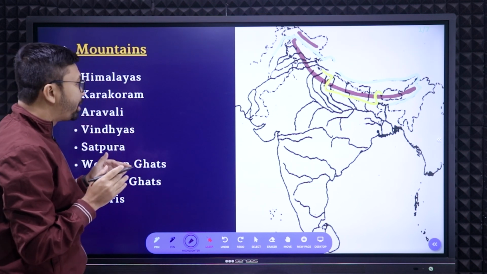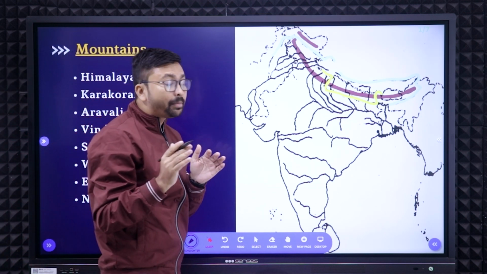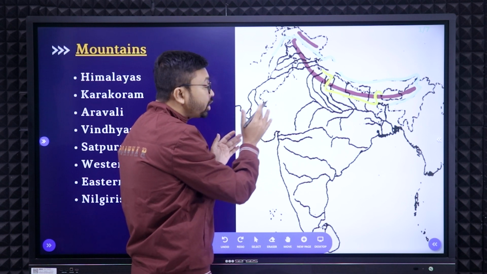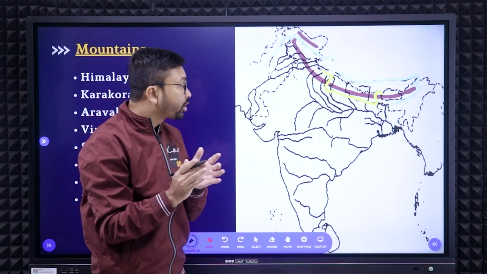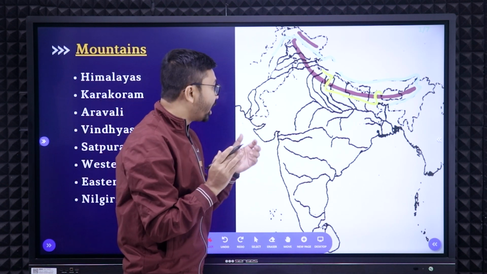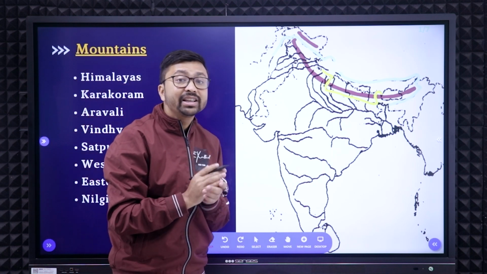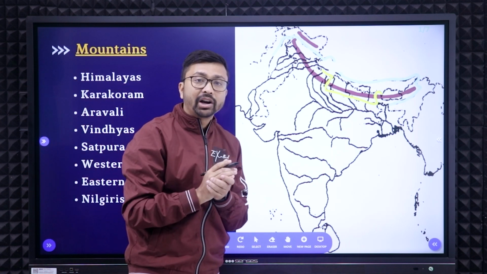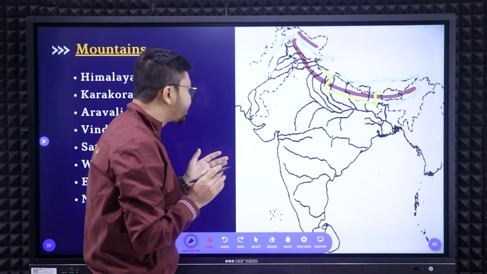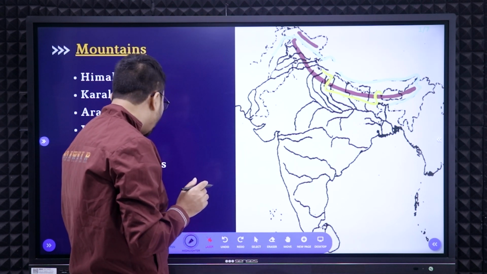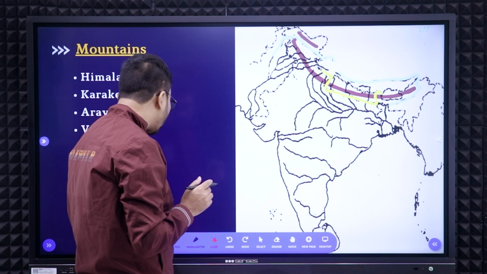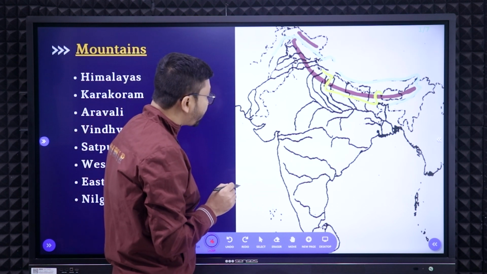Next, the Aravalli mountain. Remember, the Aravalli mountain is located in the western part of India. To the west of the Aravalli mountain is the Thar desert. You have already marked the Thar desert. Now just see how you have to mark. Here, you need to remember two important clues.